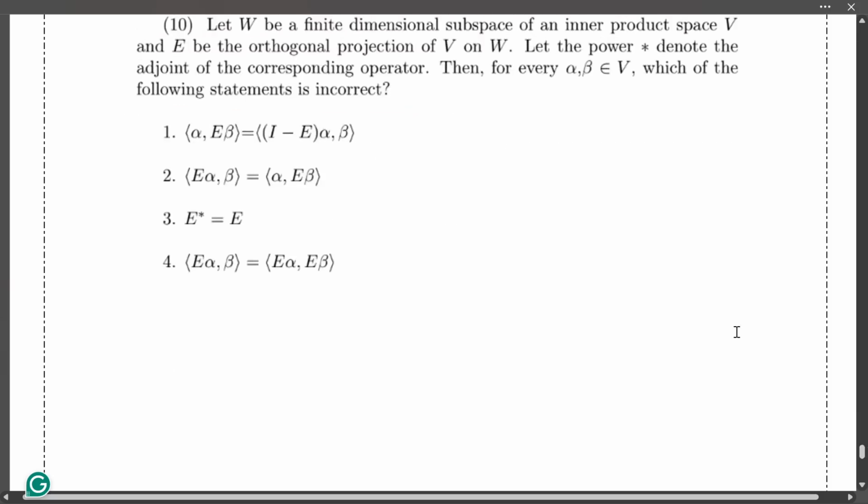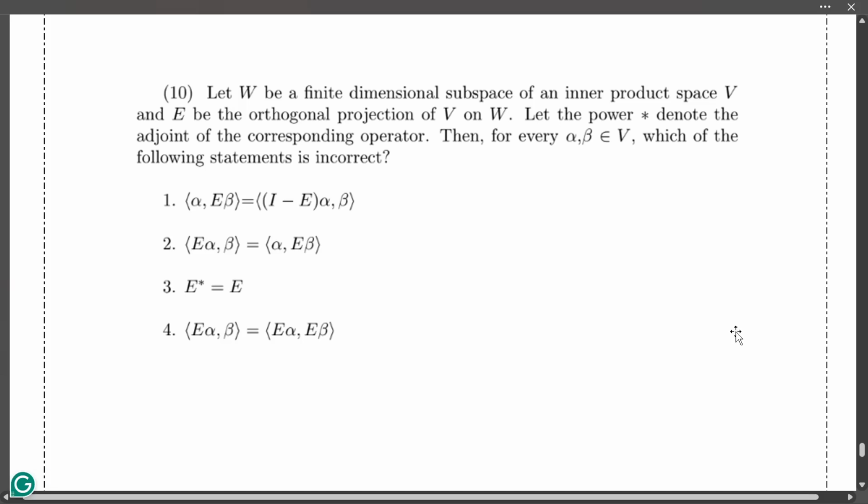Tenth question. W is a finite dimensional subspace of inner product space V, and E is the orthogonal projection of V on W. Then the star denotes the adjoint operator. Then for every alpha, beta, which of the statements are correct? Sorry, incorrect. We have to check which are incorrect.